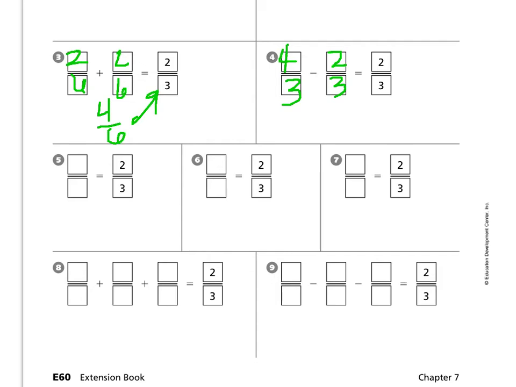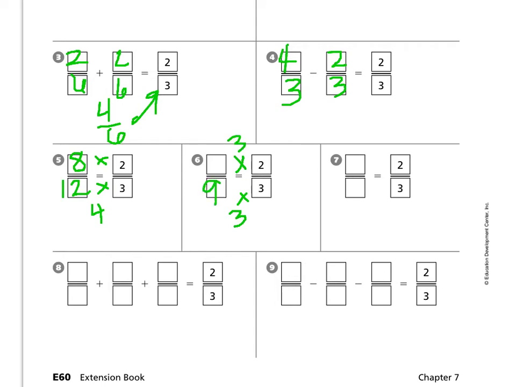Let's look at number 5, 6, and 7, where I can multiply the top and bottom by the same number. So I'm going to do 4. 4 times 3 is 12. 4 times 2 is 8. 8/12 equals 2/3. I'm also going to do 3.